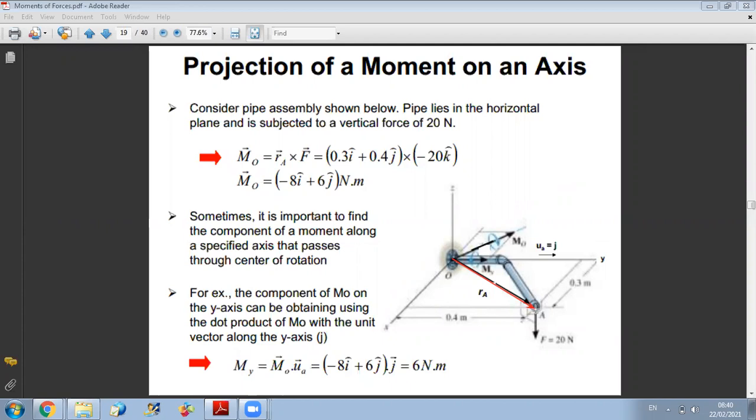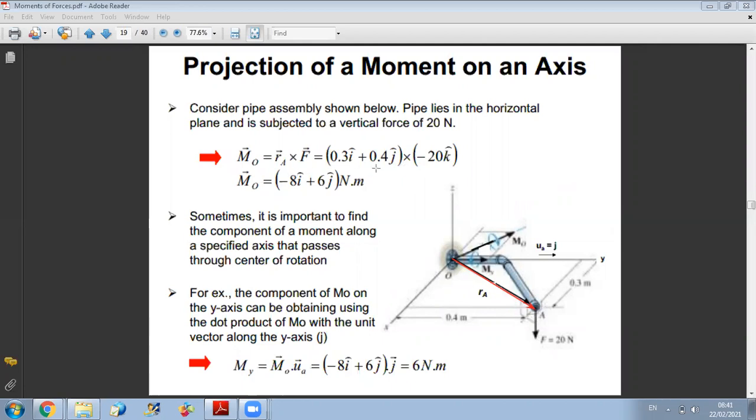Now, what are the coordinates of RA? If I look at my figure, I can see the coordinates of point A. It has a component of 0.4 along Y and 0.3 along X. So vector RA is simply 0.3i plus 0.4j. And then I do vectorial the force. Since my force is vertical downward, then it is along minus k. So my vector F is minus 20k.